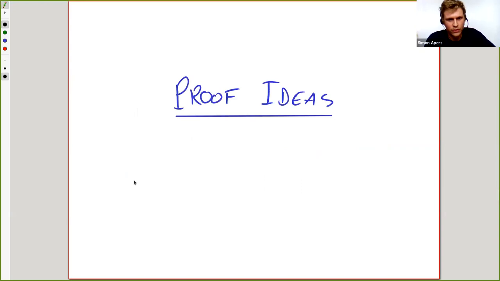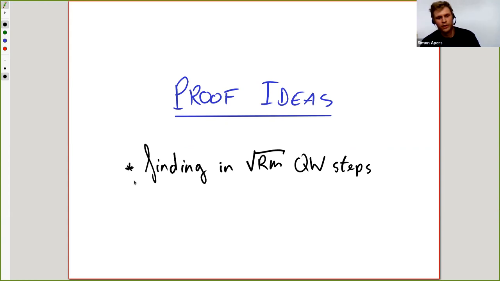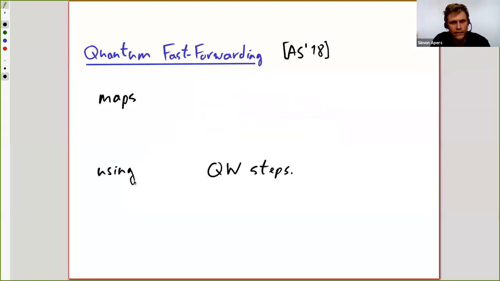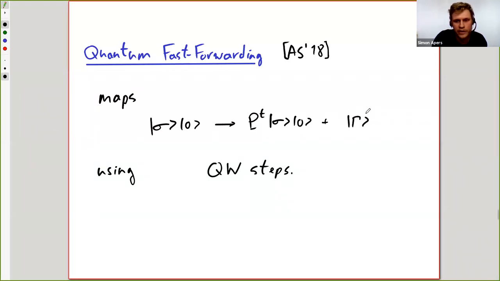So then I'm going to give two technical ideas that we use. First, I'm going to sketch how we prove the result where we set tau equal to 1 and find a marked element in square root of RM quantum walk steps. So what's the idea here? First we build on a technique called quantum fast forwarding, from a former paper of mine with Alain Chailloux, which describes how to map some initial state, let's say sigma, with an extra empty register, to the state P^T sigma, 0 plus some orthogonal register.